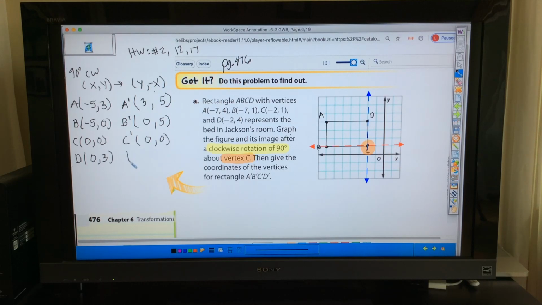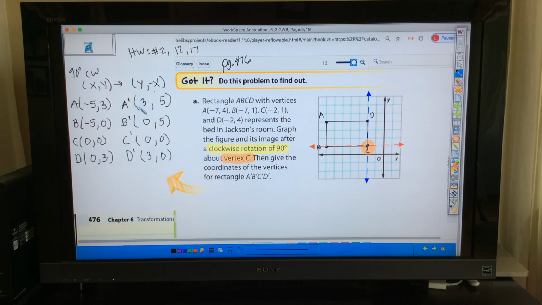Okay, D prime. I'm going to switch (0, 3), so now it's going to be (3, 0). Again, there is no opposite value of 0, so you don't need to put a positive or a negative or any sign. There's never a sign in front of 0. So (0, 3) just becomes (3, 0). Let's go ahead and plot these out and see what happens.